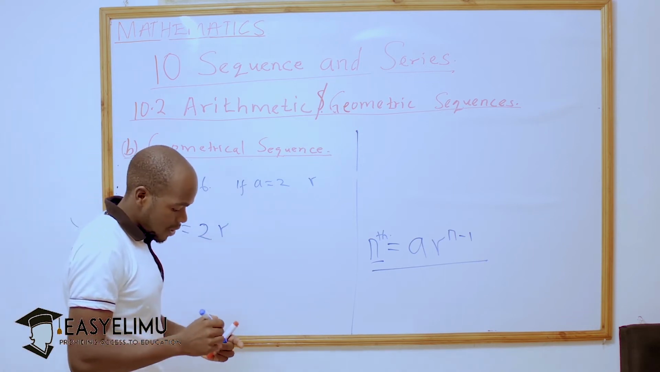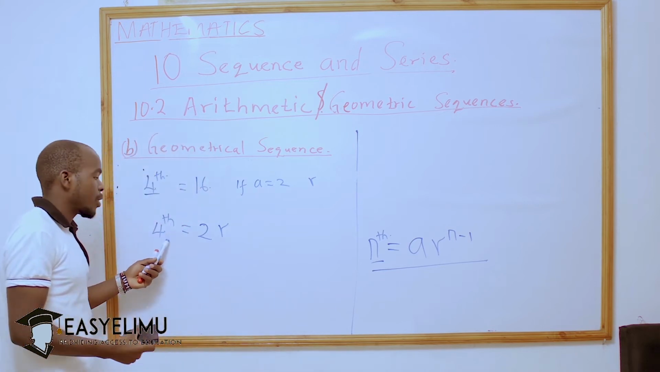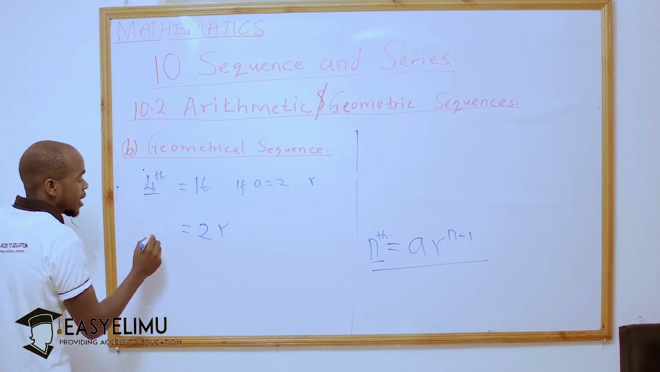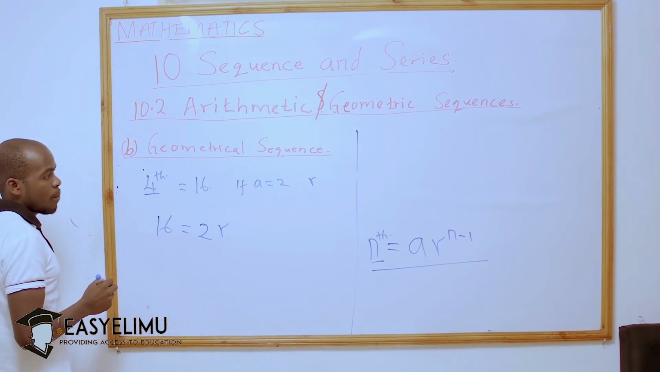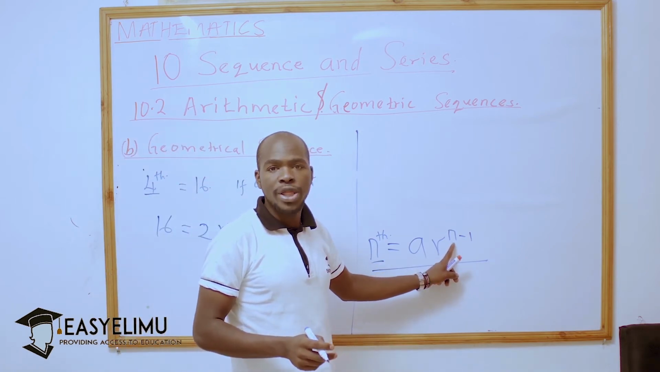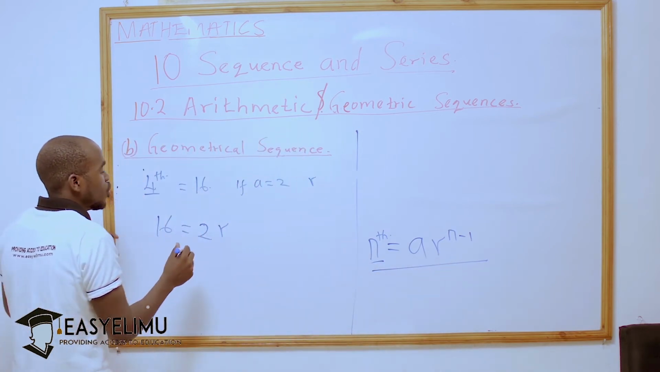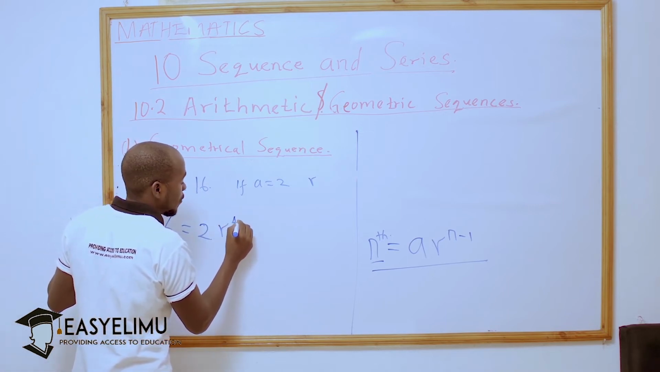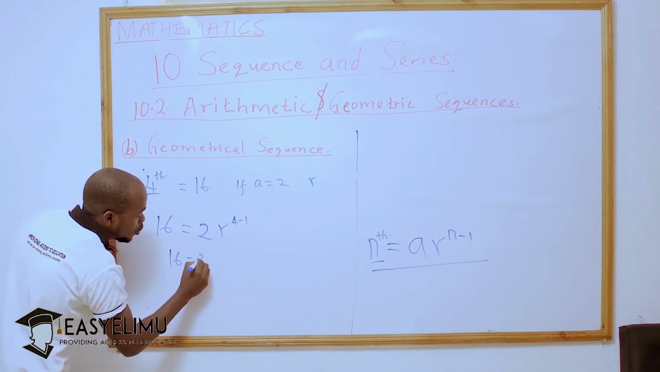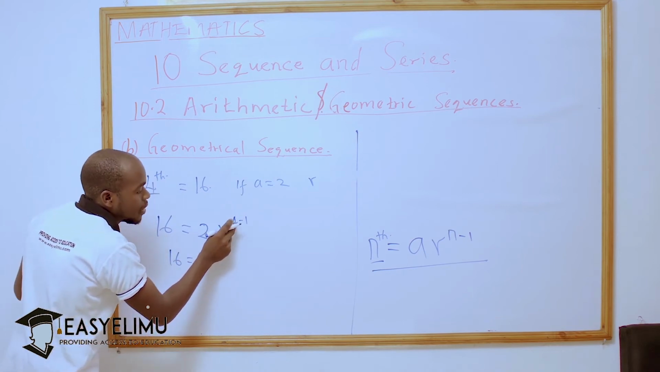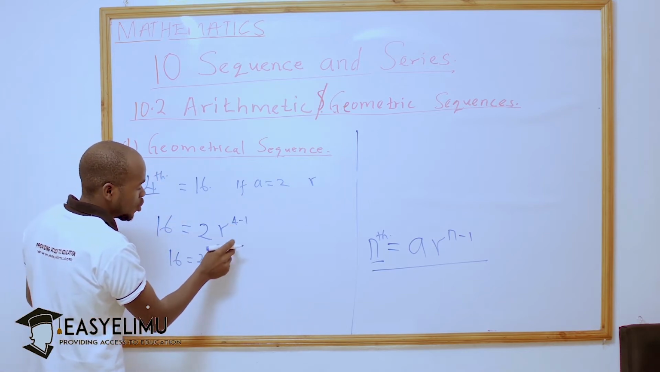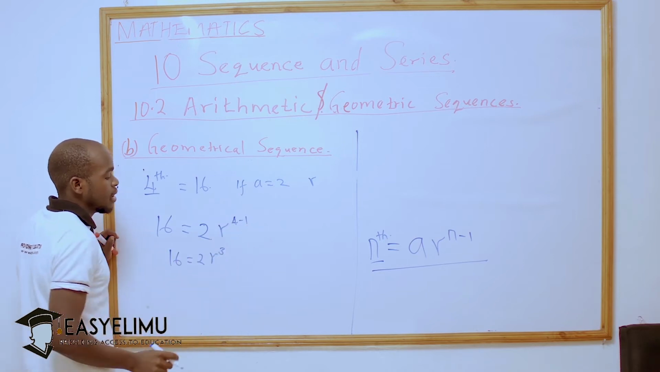So here, where we have the fourth or nth term, we have found that it is 16. But r we don't have. And n we have been told is equal to 4, so we shall take 4 minus 1. So you will find that 16 is equal to 2 times r cubed, because 4 minus 1 gives 3.